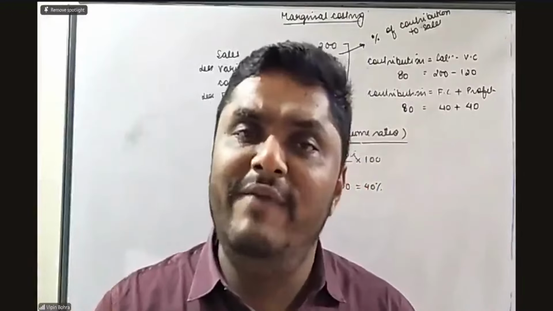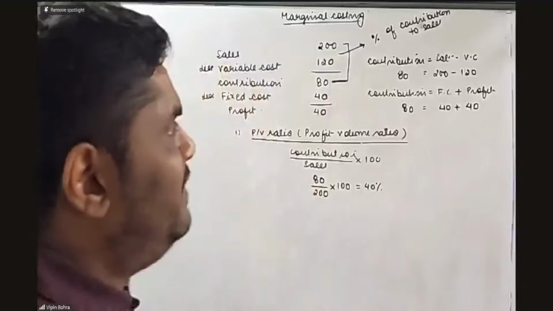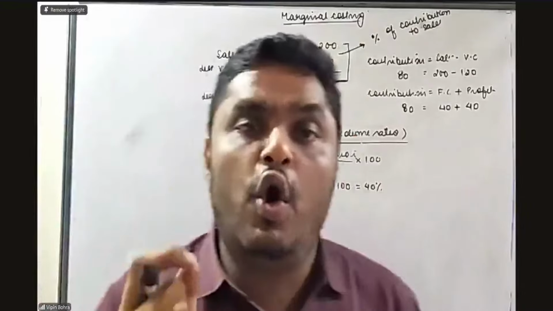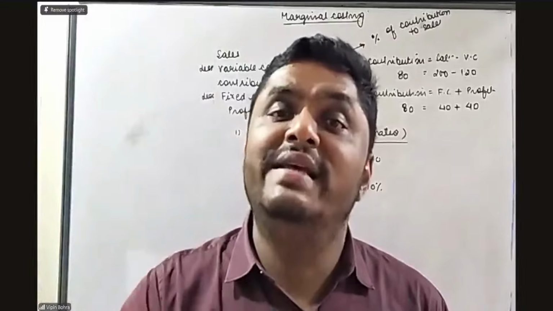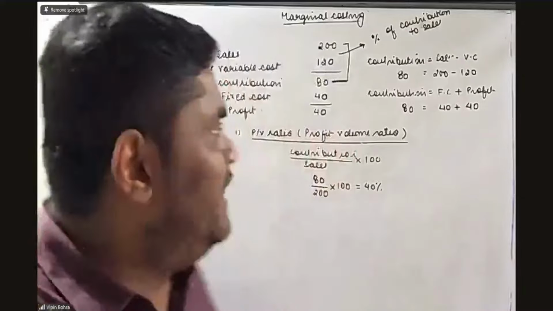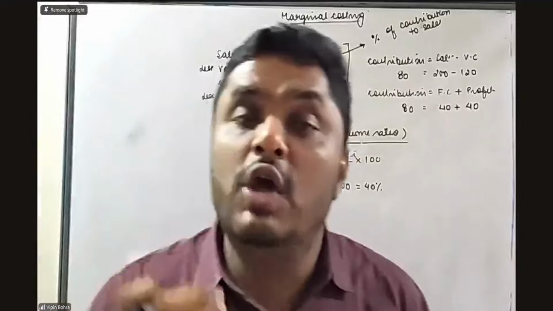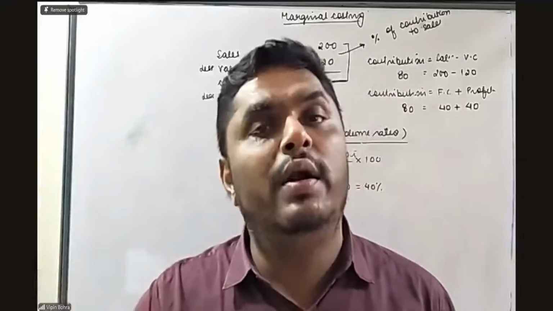So similarly, when talking about PV ratio, what is PV ratio? The percentage of contribution to sales. Contribution जो है मेरी sales का कितना percentage है. So here my contribution is 80, my sales is 200. So how much percentage is 80 to 200?